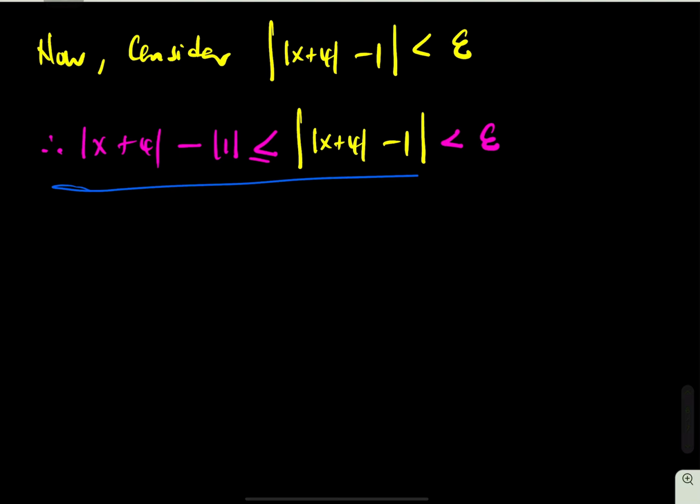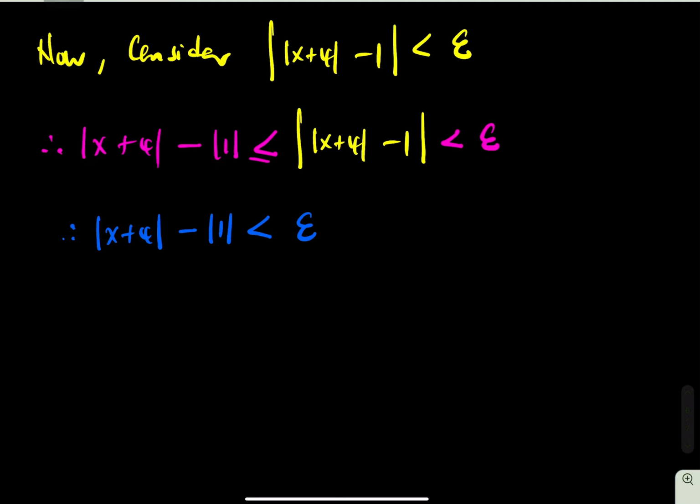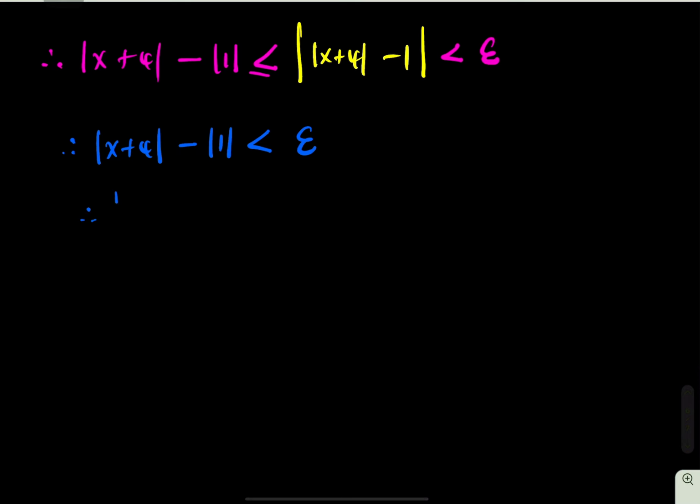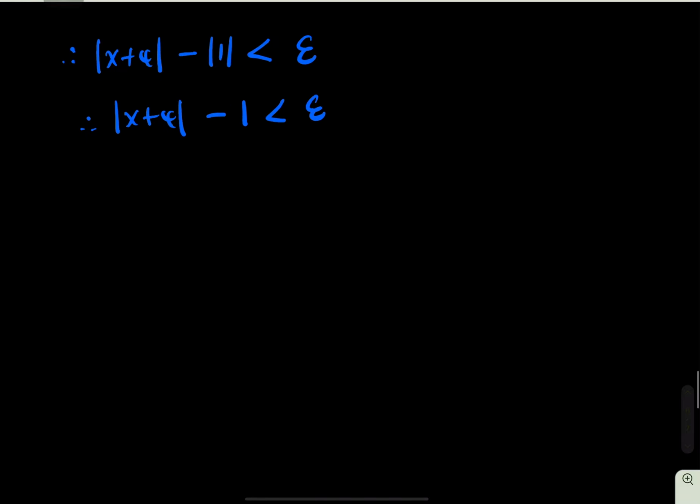So because these are less than the epsilon, you can say, well, let me work with this one because it is the simplified version of that one. That is the absolute value of x plus 4 minus the absolute value of 1, still less than the epsilon. Now, pay attention. This becomes the absolute value of x plus 4 minus 1, less than the epsilon. Now you can transpose your 1 to that side. You are going to get x plus 4 less than the epsilon plus 1.